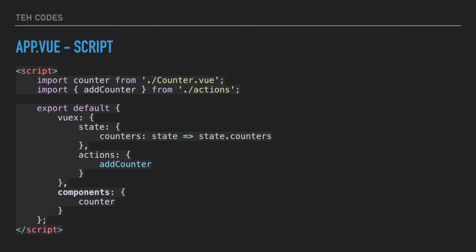But you've also got your vuex.state and vuex.actions configuration keys. .state, as I've described, is another getter. It takes the state as its first argument and just returns state.counters, which is the array that we're using v-for to loop over. And vuex.actions, we're just binding in that add counter action that's called when the add counter button is clicked.